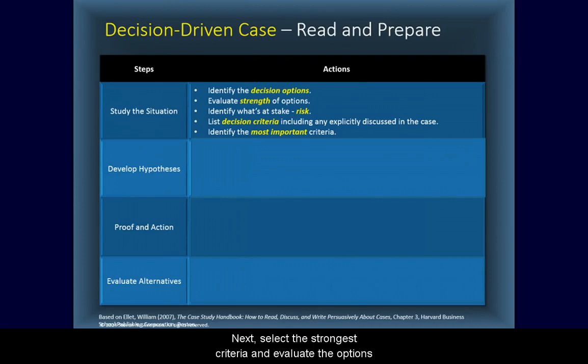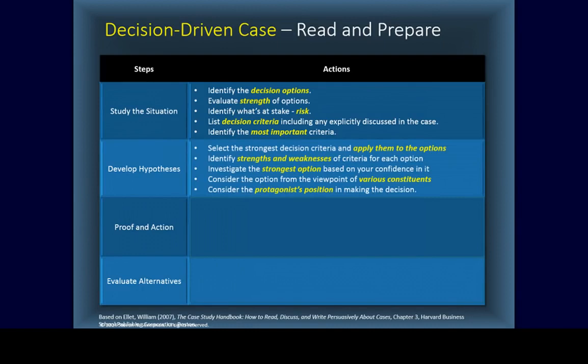Next, select the strongest criteria and evaluate the options. This will help to expose strengths and weaknesses for each option. Then focus on the hypothesis option you are most confident about. Consider that option from multiple viewpoints. And consider the protagonist's role and the implications of their making the decision.